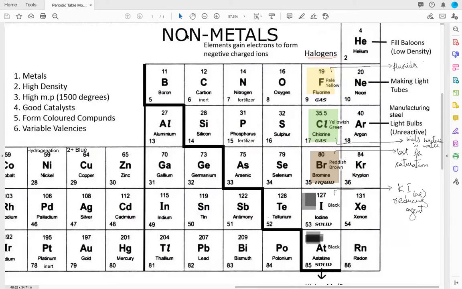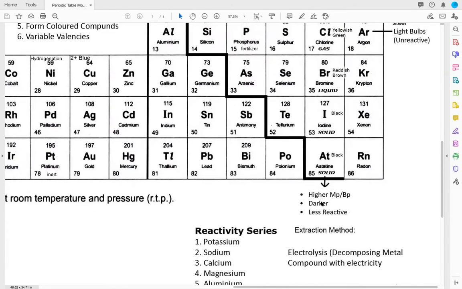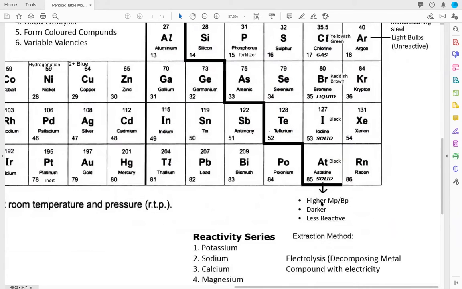All right, now most of these are physical properties. I will talk about their chemical properties at the end of the lesson. All right, so they get less reactive as you go down, they have higher melting point as you go down, and they get darker, all of that. Okay, so just remember this.